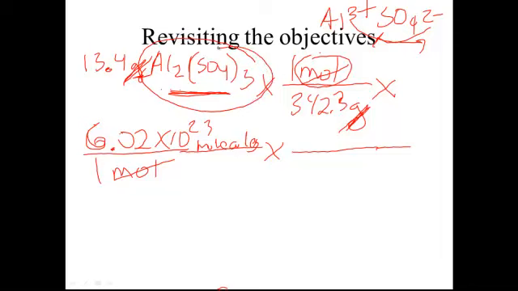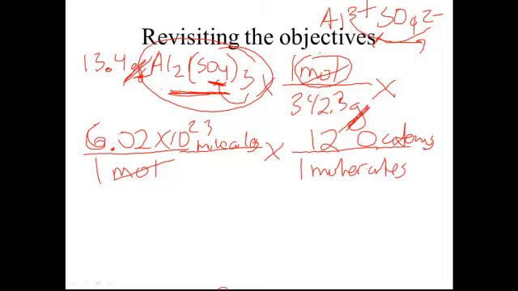Well, in this 1 molecule, we know that there's 4 oxygens here inside the parentheses, and then the 3 outside, we got to times it. So there are 12 oxygen atoms. So in 1 molecule, there are 12 oxygen atoms.